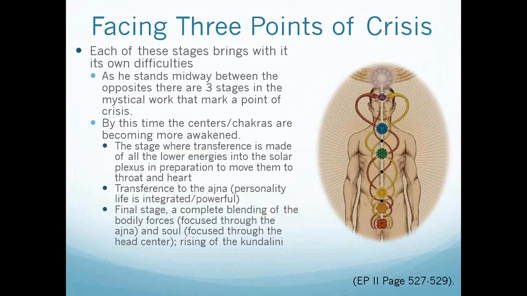This period covers the later stages of the path of probation and the early stages of the path of discipleship. The keynote is discipline, and the objective is idealism, personality effort, and purification and control. Transference to the ajna, the personality life becomes integrated and powerful. This stage covers the path of discipleship up to the third initiation. The keynote is the expression of the soul. The objective is the understanding of and the cooperation with the plan.